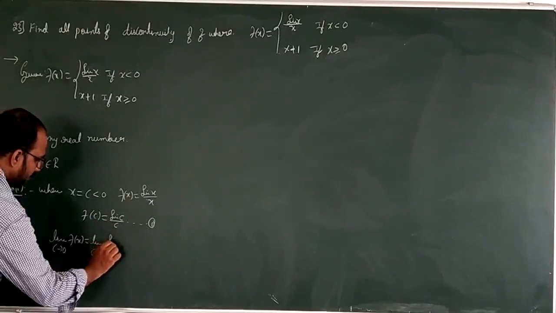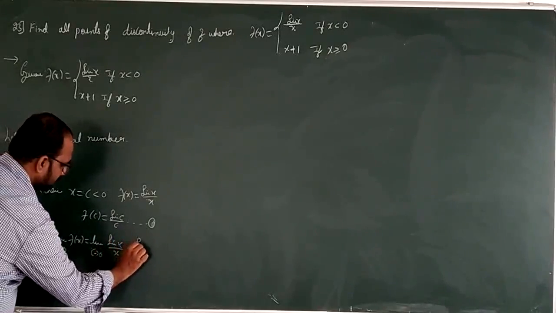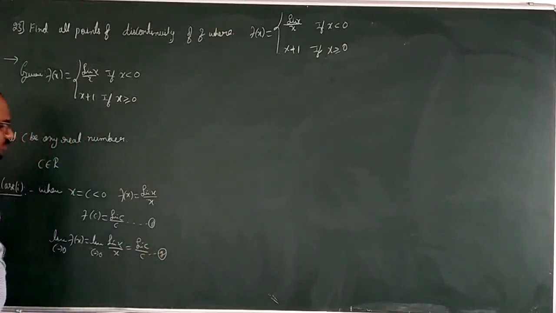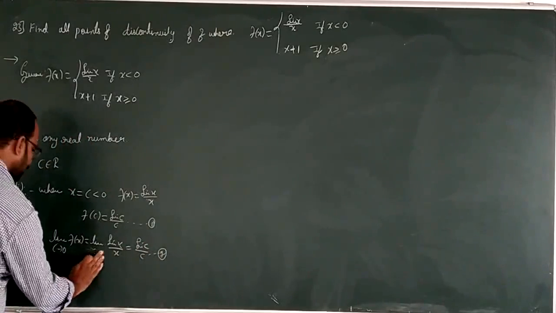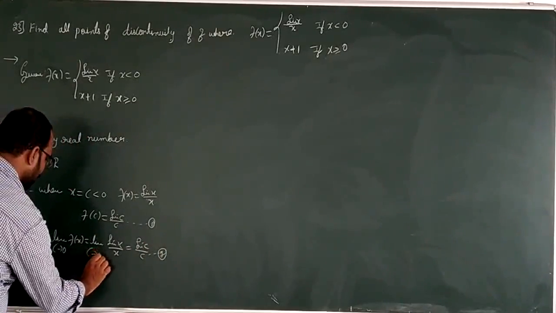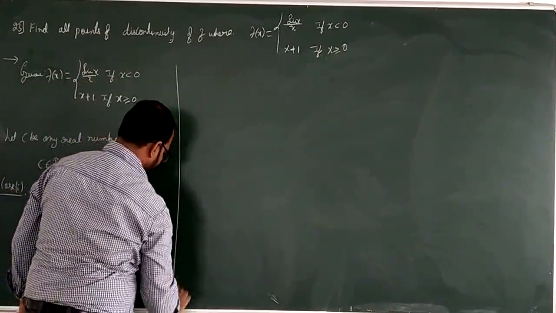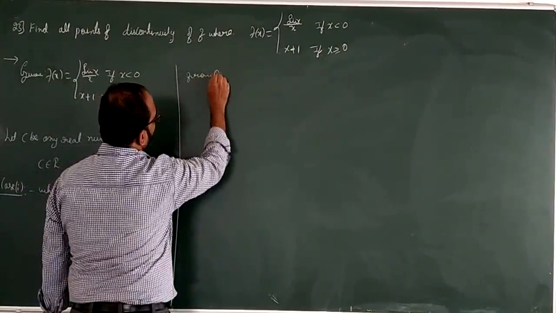Sin x divided by x, that is sin c divided by c. This is called equation 2. From equation 1 and equation 2, write here from equation 1 and 2.